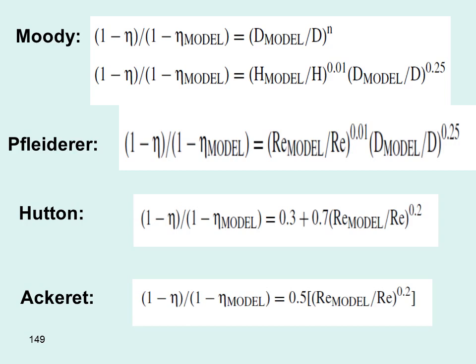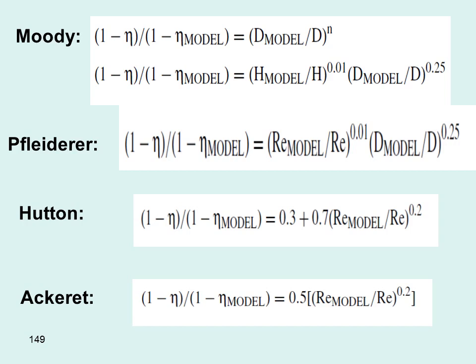The second one is preferred Fleder efficiency, or Fleder empirical formula. We can obtain that turbine efficiency is a function of model efficiency, Reynolds number of model and Reynolds number of turbine, and diameter of model to diameter of turbine. Wotton empirical formula: efficiency of model and Reynolds number ratio, Reynolds number of model to Reynolds number of turbine, you can obtain efficiency of turbine.